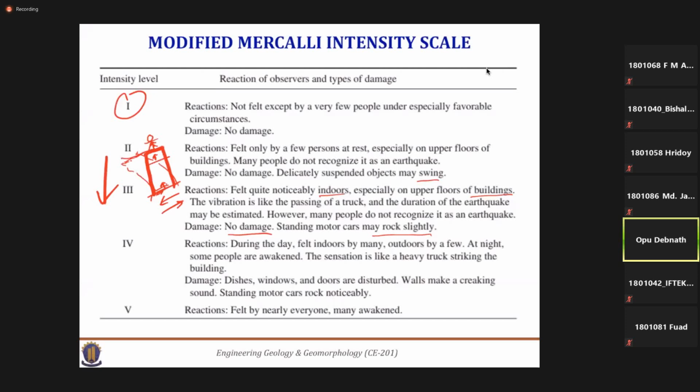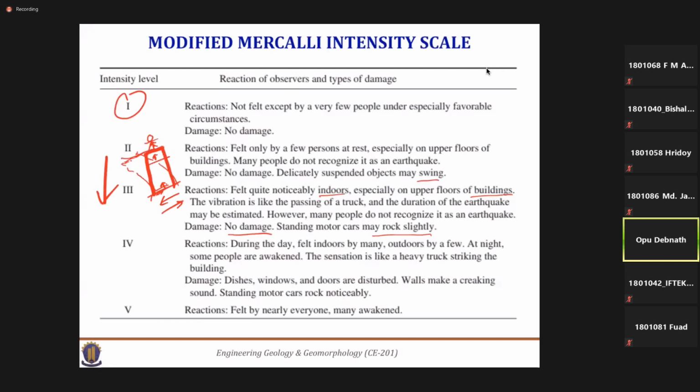Thereafter, at intensity level 4, the damage will be like dishes, windows, and doors being disturbed. That means due to certain movements, if you go to the kitchen, you will find that the dishes are displaced, and the windows and doors may be cracked. These types of walls may make a cracking sound sometimes. During an earthquake, as the brick walls have no resistance, only filling walls, these types of walls sometimes face a visible crack.